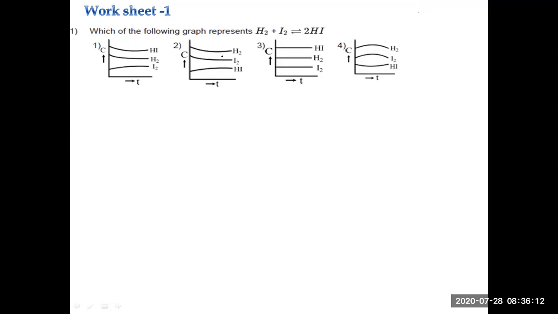H2 concentration is decreasing, I2 concentration being a reactant is decreasing, HI increases. After this point, they almost remain parallel. Actually, it should continue: the increase in concentration of HI simply goes like that, and H2, I2 decrease like that. Why is it remaining constant? Anybody? Equilibrium. They attain equilibrium. Once they attain equilibrium, the concentrations will not change. So option 2 is correct.